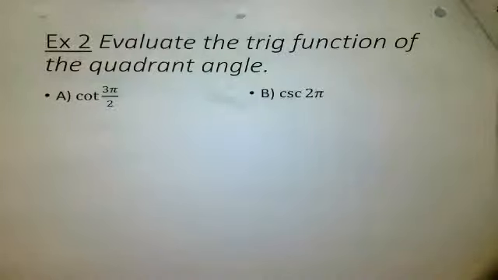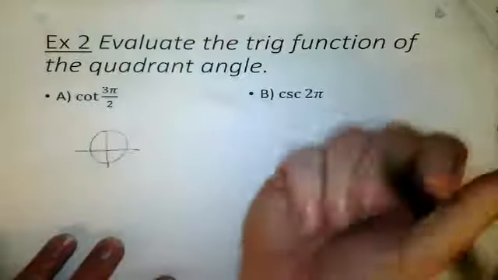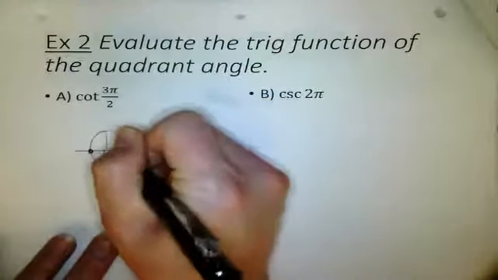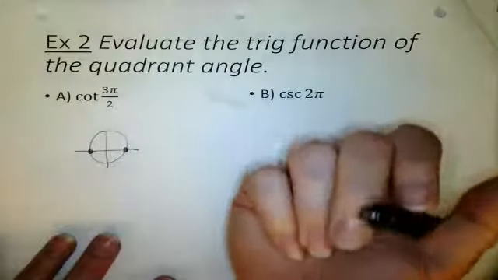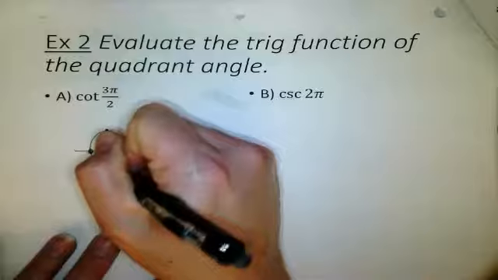Evaluate the trig functions of the quadrant angle. Cotangent of 3 pi over 2. 3 pi over 2 is an angle in my circle. So thinking that through, I'm going to go to pi. And what do I have to cut pi into? 2 pieces, 2 parts. So I'm going to do that on top and on bottom.